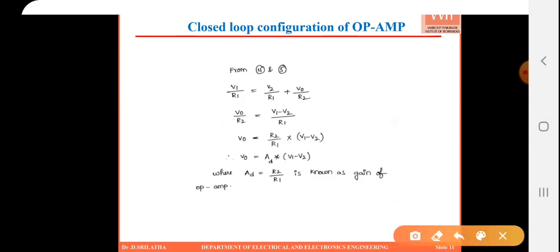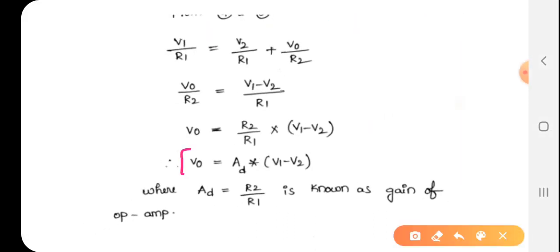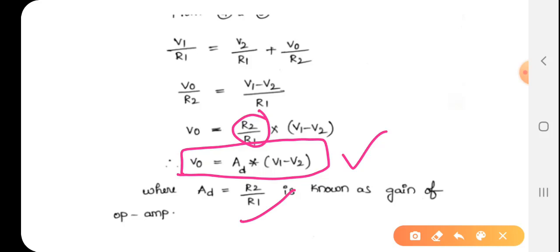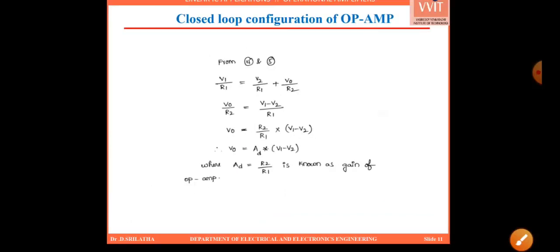Then what is V0 here? V0 is R2 by R1 into (V1 minus V2). What is this R2 by R1? R2 by R1 is nothing but the ratio of feedback resistance to input resistance. So it is called the gain of the differential amplifier.